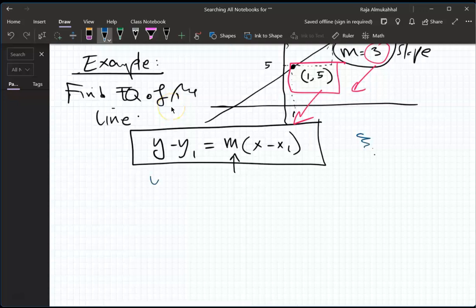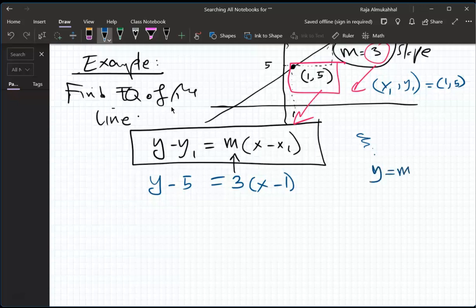So I have here y minus y1. Well, what is y1 here, guys? So this is 1, 5. That means x1 comma y1 is equal to 1 comma 5. So y minus 5 equals m, which is 3, times x minus 1. There we go. All I need to do now is to clean it up and put it in the form y equals mx plus b.